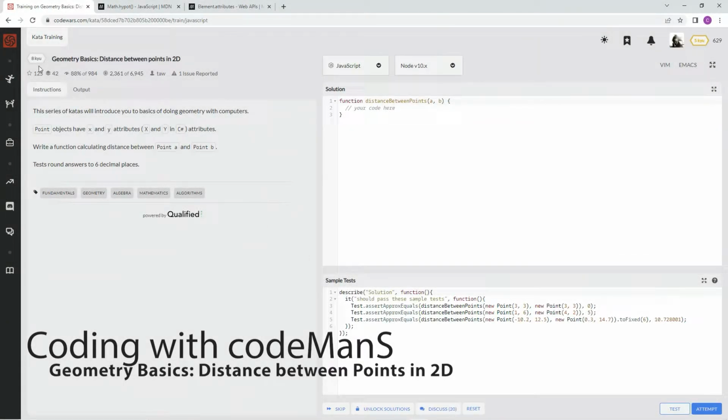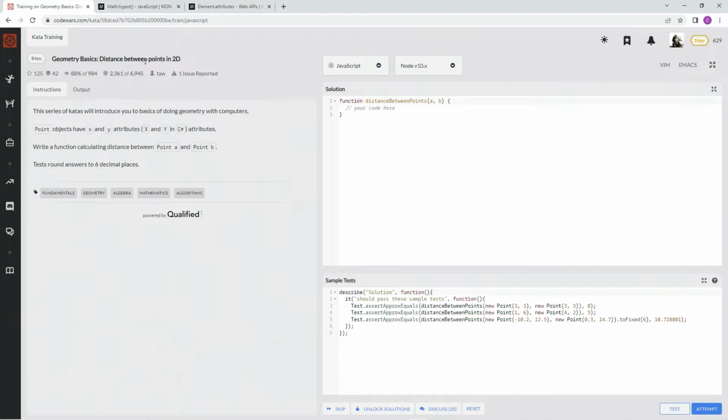All right, now we're doing 8 kyu Geometry Basics, Distance Between Points in 2D. This is by Ta, and 88% of the people like it. This series of katas will introduce you to the basics of doing geometry with computers. Point objects have X and Y attributes.